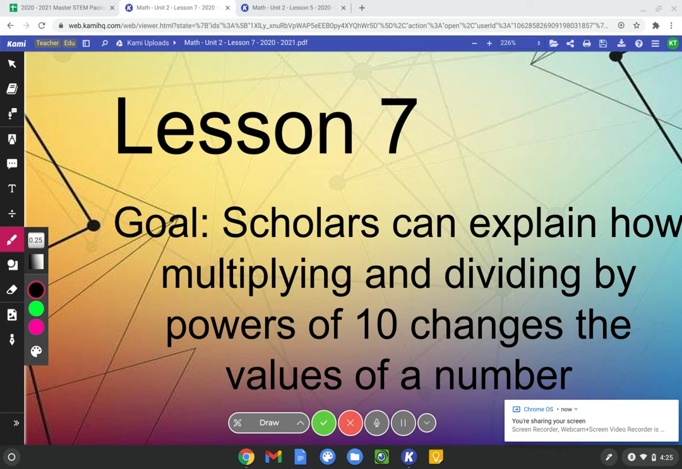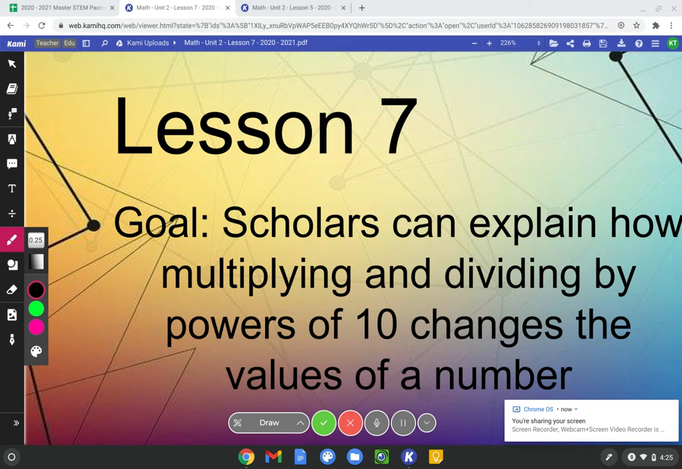Today we are doing lesson 7, and the goal of this is for you to be able to explain how multiplying and dividing by the powers of 10 changes the values of a number. So how does the place value change when we multiply or divide by the powers of 10?